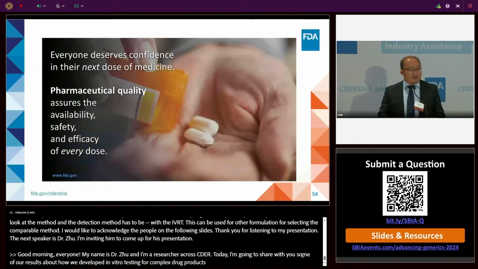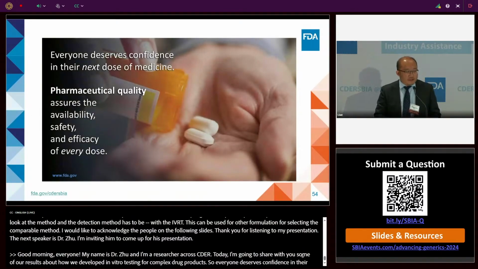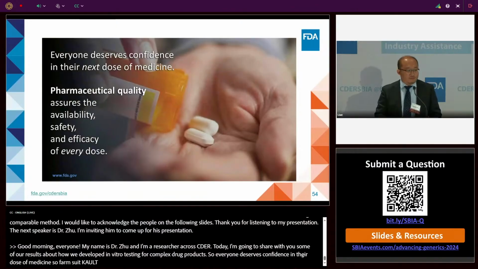Okay, so everyone deserves confidence in their next dose of medicine. So pharmaceutical quality ensures the availability, safety, and efficacy of every dose.